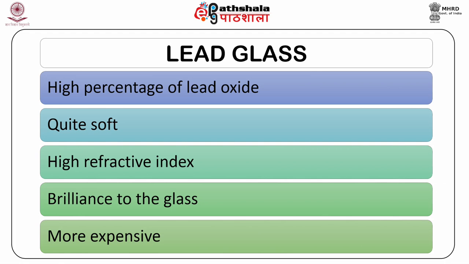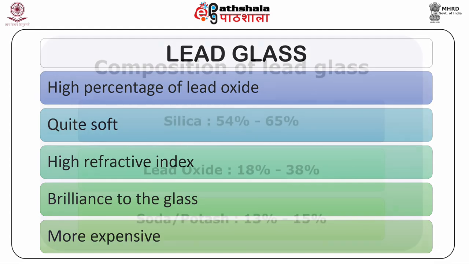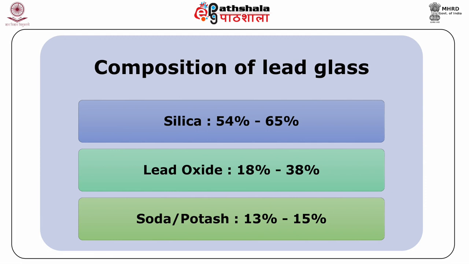This glass is more expensive than soda lime. It cannot withstand high temperature and sudden temperature changes, as it has a low melting point. The composition is as follows. Silica is present from 54% to 65%. Lead oxide is 18% to 38%. Soda or potash is present in 13 to 15%.